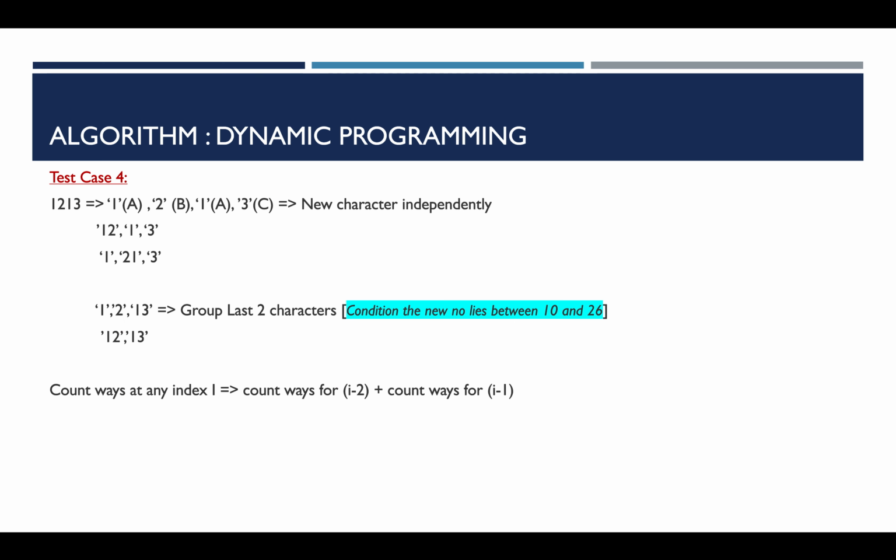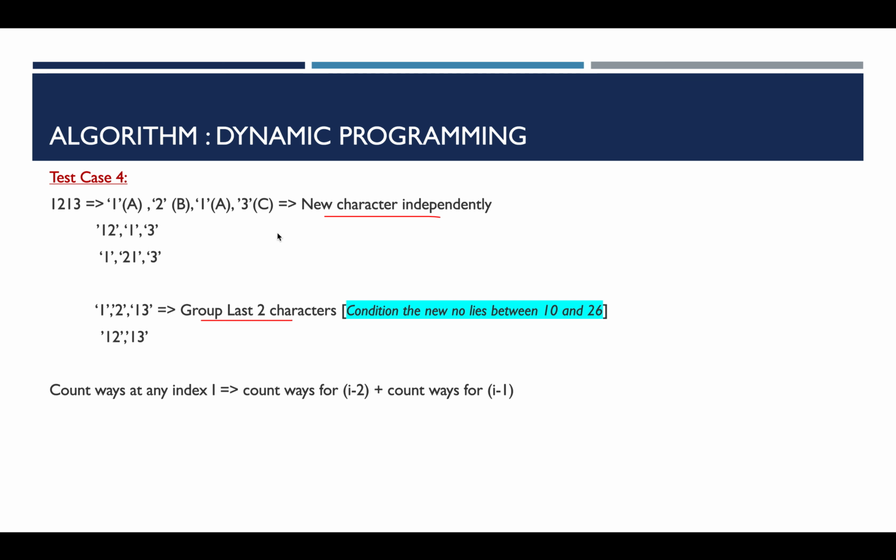Let's look at the fourth example. Here we will try to devise the algorithm as well. We will acquire the answer from two parts. One is treating a new character independently, and the other part is grouping the last two characters. So let me just walk you through these derivations.